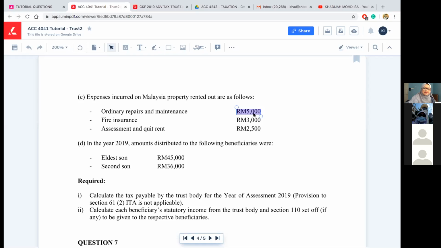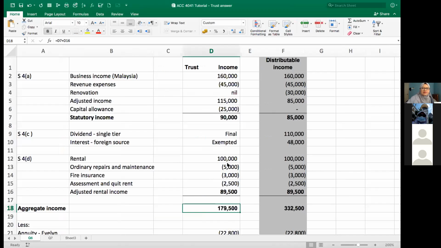Dapat tak? Masih mencuba ke apa? Dah kecewa. Okay.